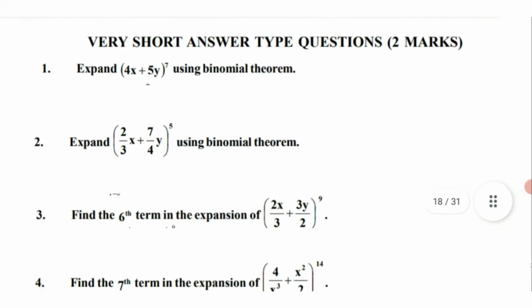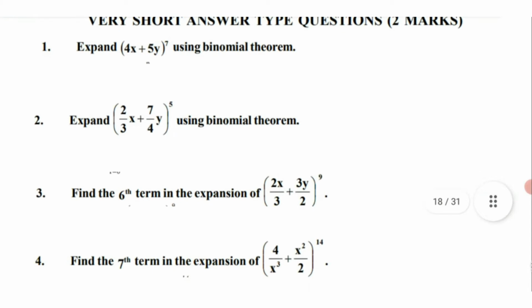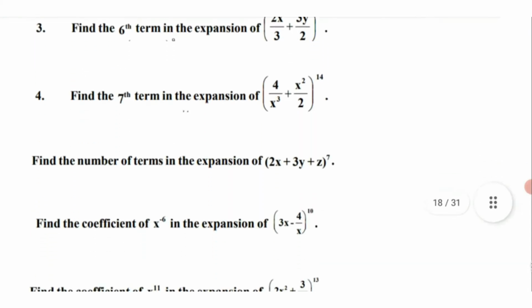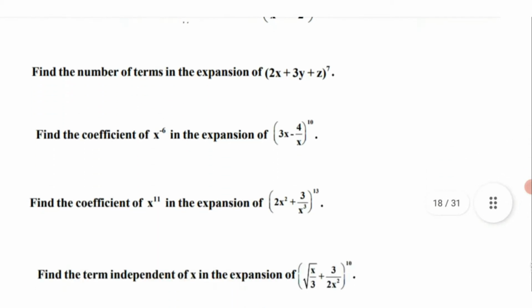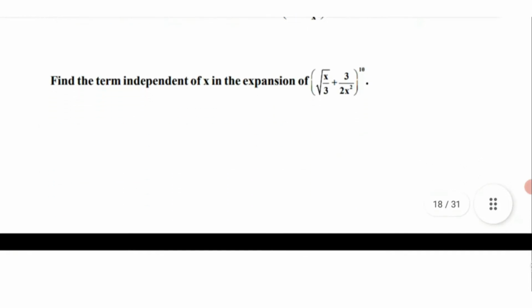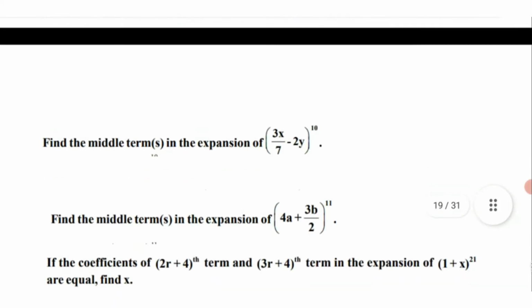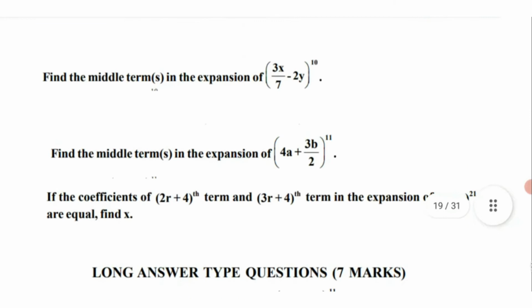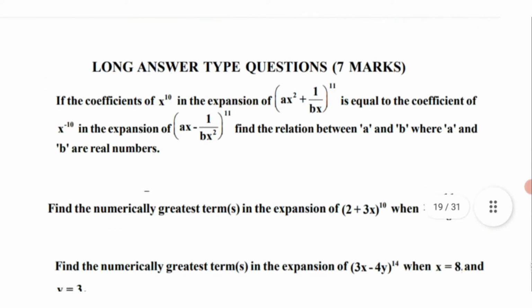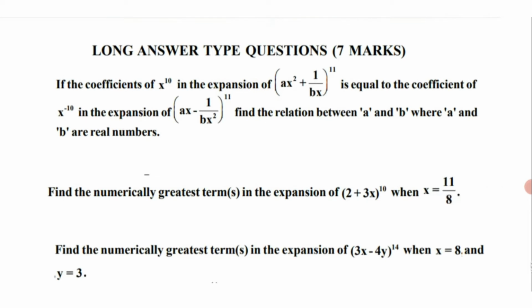So here 2 marks questions I have listed: 1, 2, 3, 4 questions. Next is 5, 6, 7, 8. Total 8 questions of VSQs. No, sorry, 9 and 10. 11 questions of VSQs from this chapter. LAQ: 1 LAQ this year we are expecting from binomial theorem, very important chapter.